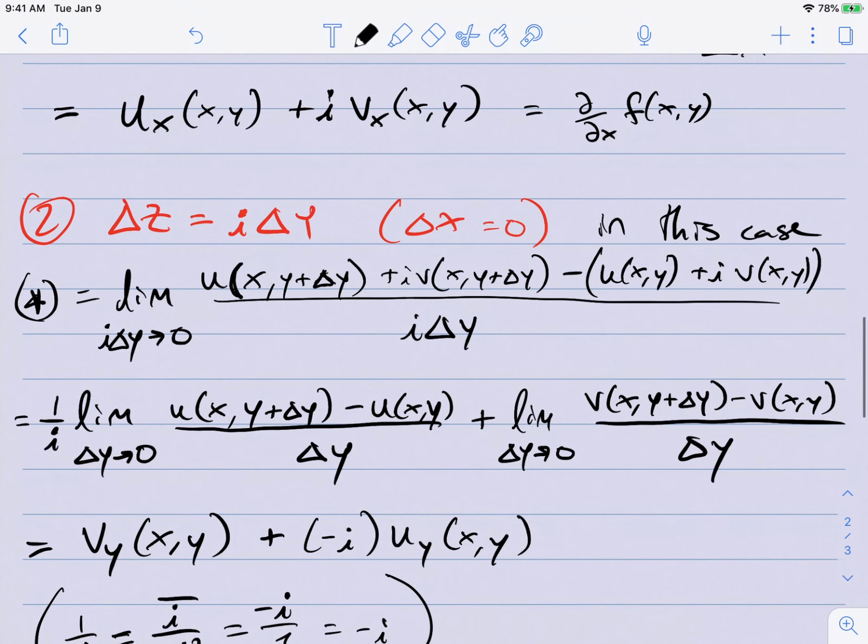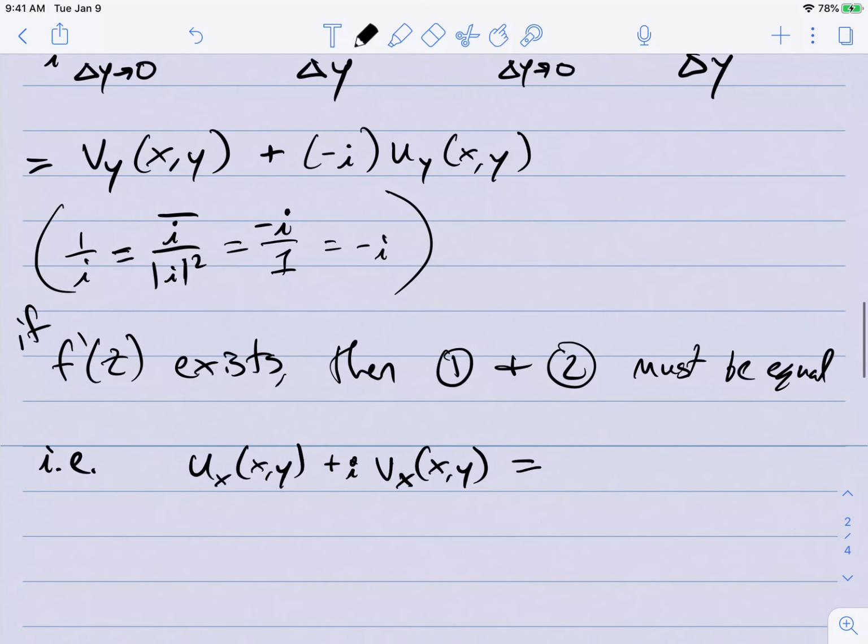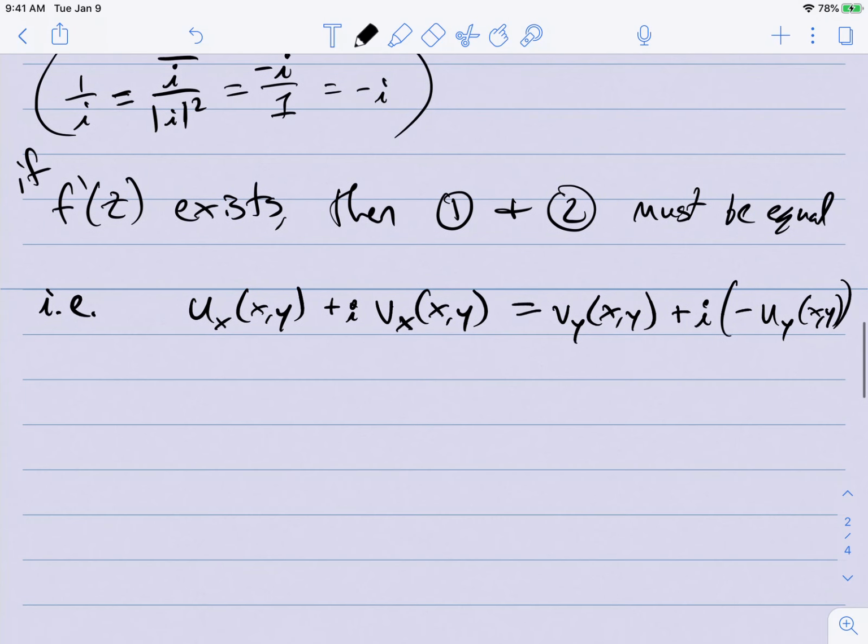So 1, we got ux, so the real part was the partial of u with respect to x. The imaginary part was the partial of v with respect to x. So ux plus i times vx. That's 1, that has to equal 2, and 2 was, real part was vy. And then the imaginary part, I'll write it this way, plus i times minus uy of x comma y. Okay, and so these are the Cauchy-Riemann equations.